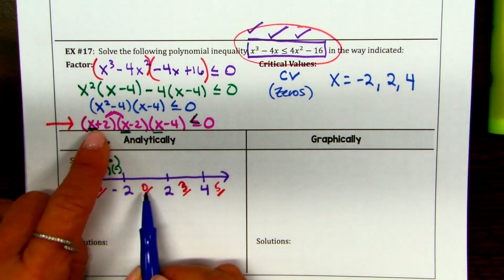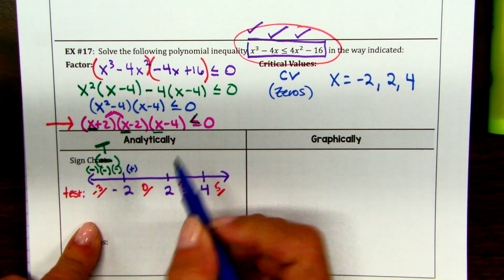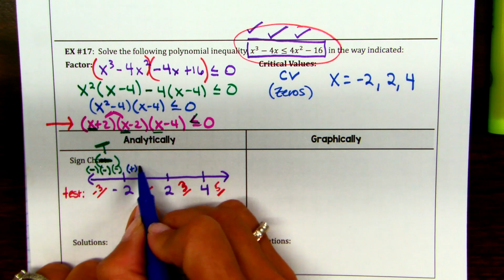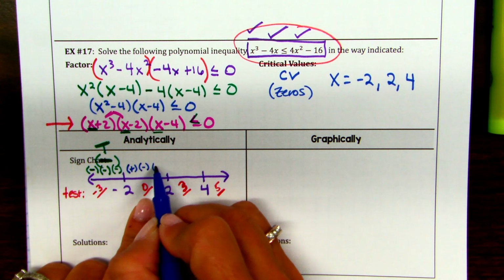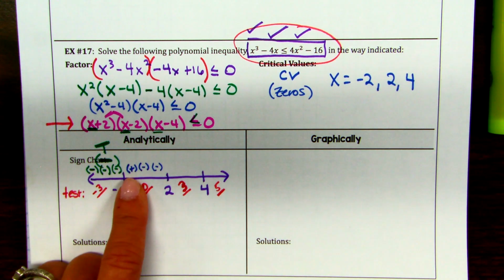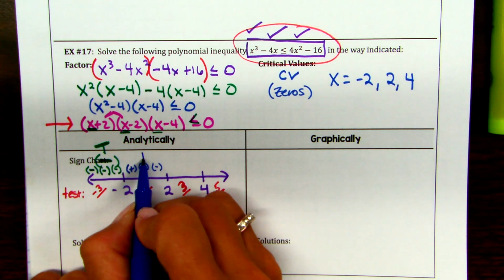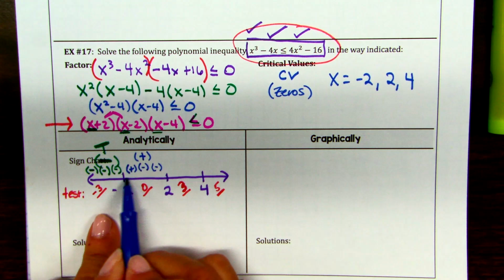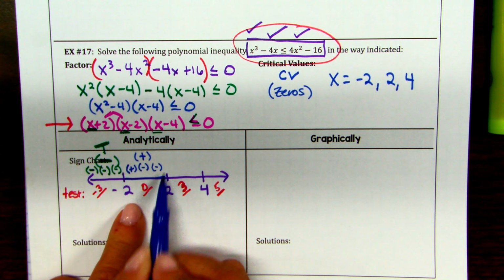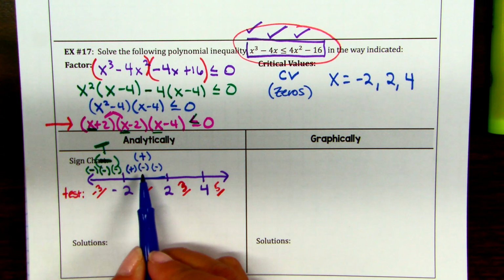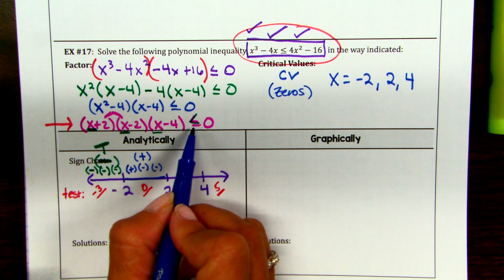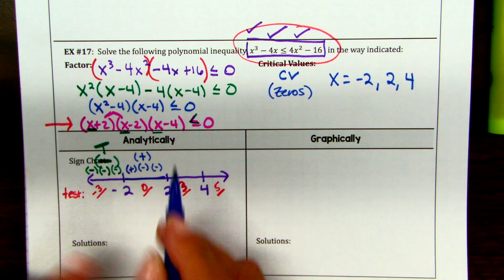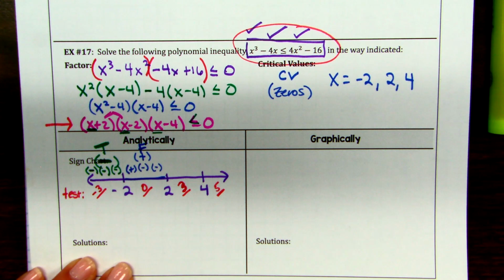When I plug in 0, 0 plus 2, I get a positive. 0 minus 2, I get a negative. 0 minus 4, I also get a negative. A positive times a negative is negative. A negative times a negative is positive. This part of the graph is not part of our solution, where you would get a positive answer here. If you want to figure out what that is, that's fine, but it doesn't really matter. Any positive number is going to be greater than 0, not less than 0. So we are going to say false for that.